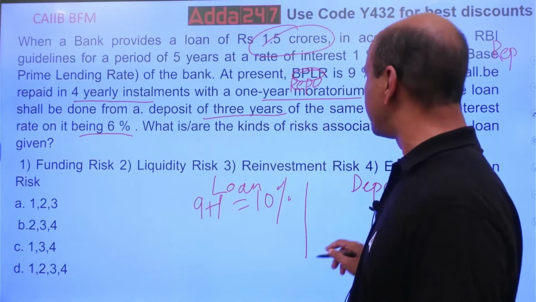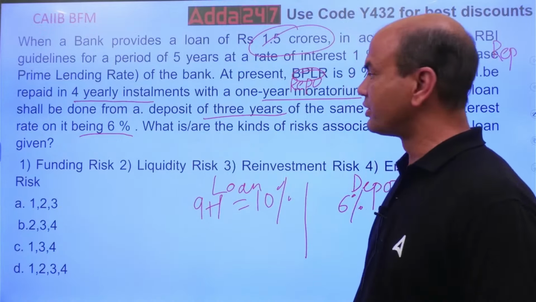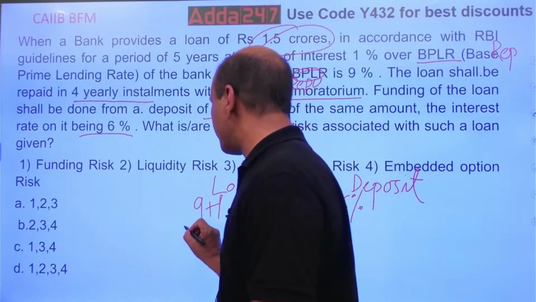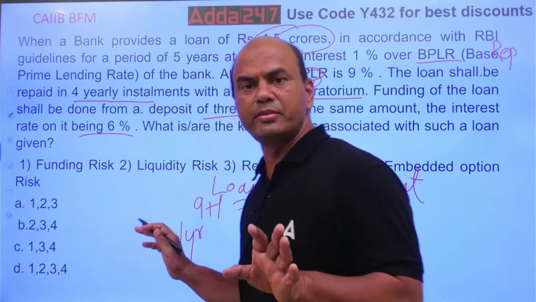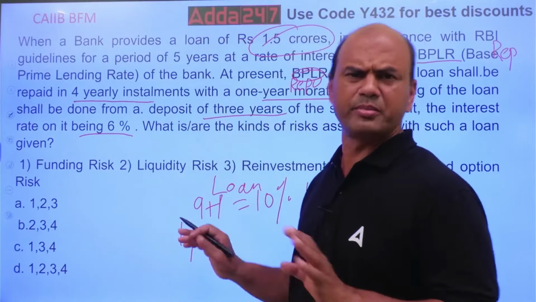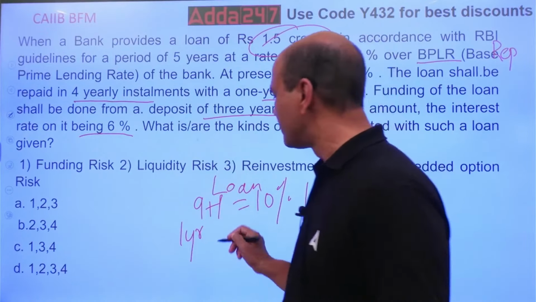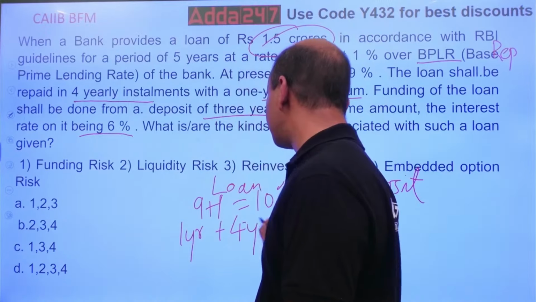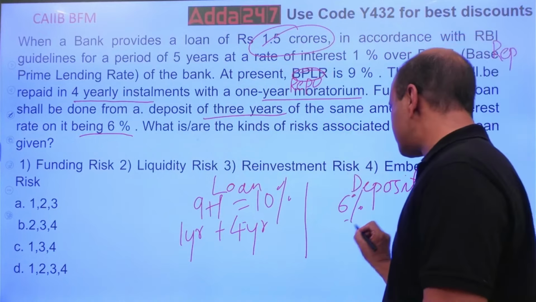What is the deposit rate? 6%. What is the next thing given? 4 yearly installments. So period is what? 1 year moratorium means no EMI will be paid in this period. Moratorium means nothing paid. Plus 4 years of installments. So total 5 years. What about the deposit? Deposit is of 3 years.